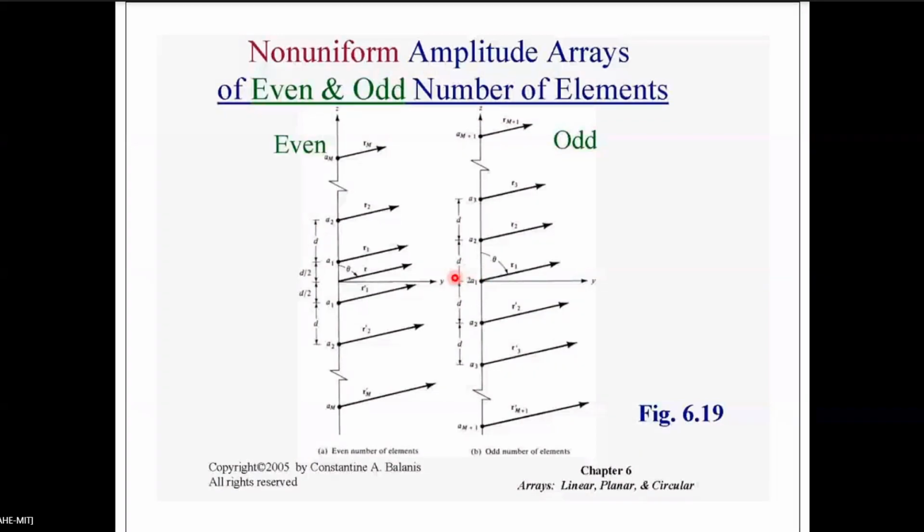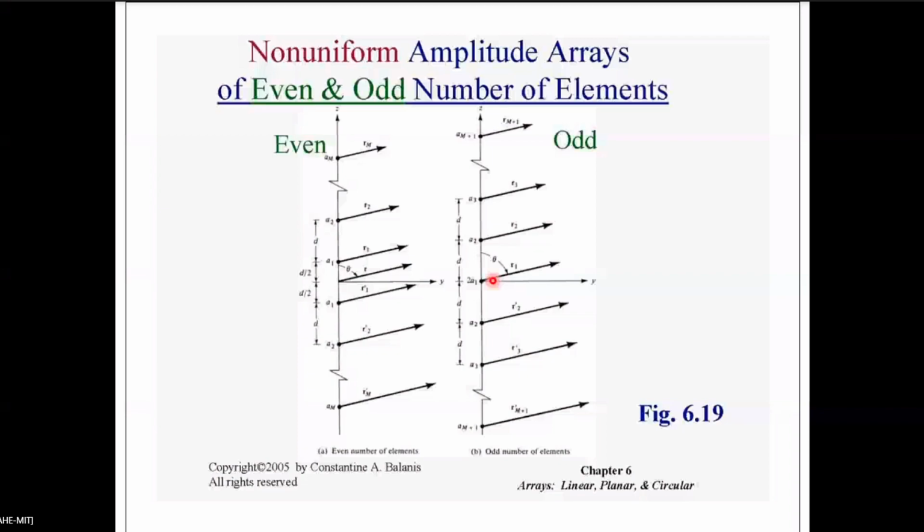What are a1, a2, a3 and so on? These are the amplitudes of the current. A1, A2, A3 represent the amplitude of the current in each of the elements. Now these are isotropic point sources, but the amplitude of the current is given by A1, A2, A3 and so on. For an odd number, 2A1 is the current amplitude of the center element, A2 is the current of this element, and A3 is the current of this element.